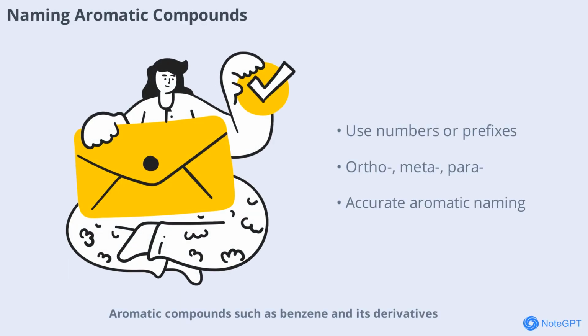Aromatic compounds such as benzene and its derivatives have unique naming conventions. Substituents on the benzene ring are indicated by numbers or by using ortho, meta, and para prefixes for disubstituted benzenes.